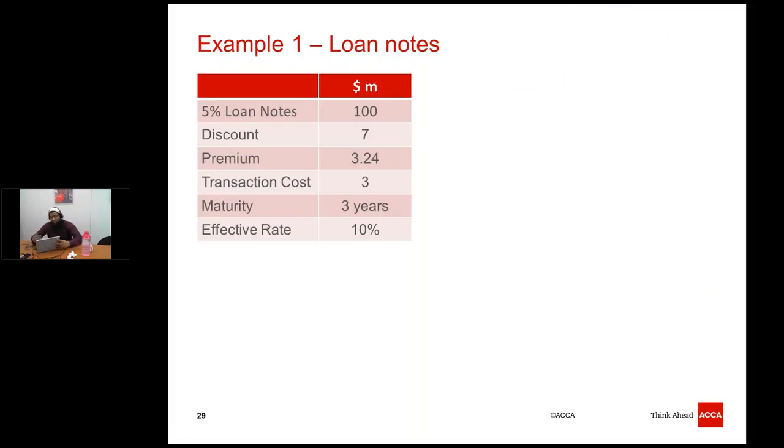So let's discuss how to account for the loan notes. We have an example where we have issued 5% loan notes of $100 million. So 5% is the coupon rate, the rate on which the interest will be paid. We have given a discount of 7. We will be paying a premium of 3.24 and we have paid a transaction cost of 3. The maturity is 3 years and the effective rate is 10%.